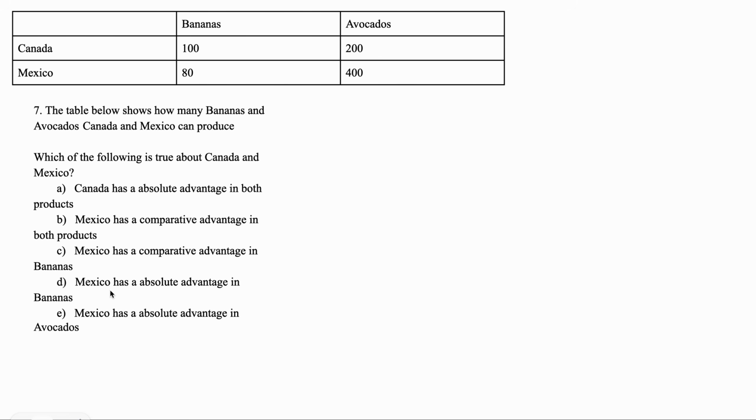D: Mexico has an absolute advantage in bananas. Let's see. No, they don't. Canada produces 100 bananas, and Mexico produces 80. And finally, E: Mexico has an absolute advantage in avocados. That is correct, because Mexico can produce 400, Canada can produce 200.